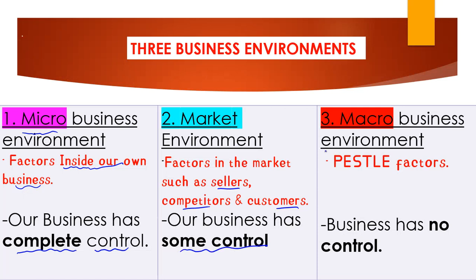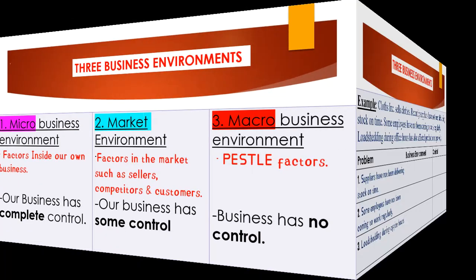And in the macro, with an A, macro business environment, here we look at PESTLE factors. Remember PESTLE: the P is for political, E for economic, S for social, T for technological, L for legal, and E for environmental. So these factors we cannot control, right? So in the macro environment, our business has no control. So let's look at an example that will make these business environments much clearer.